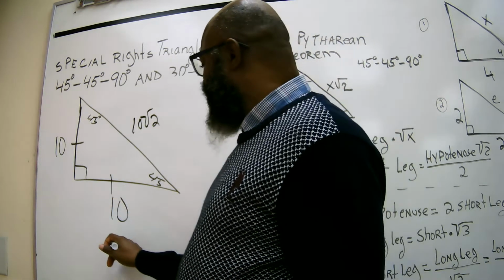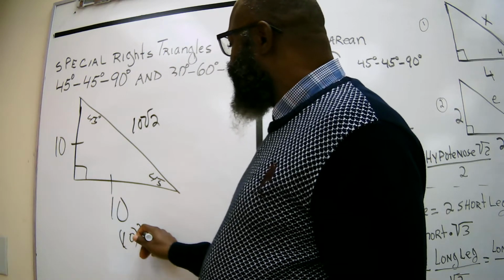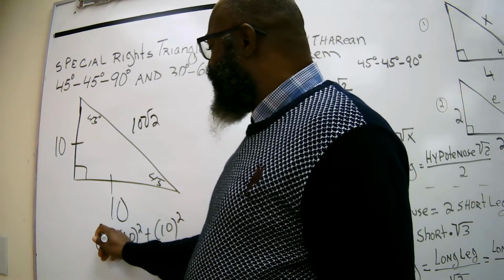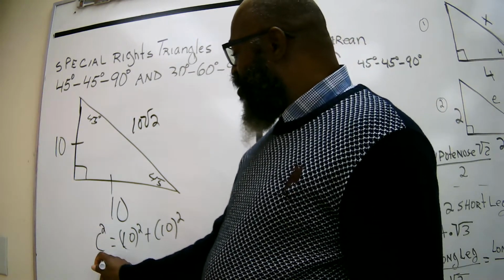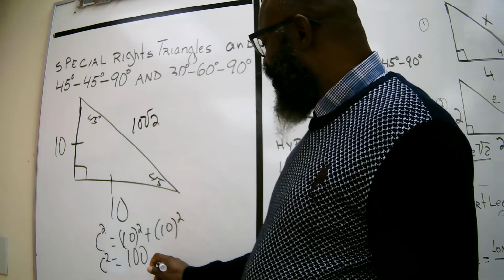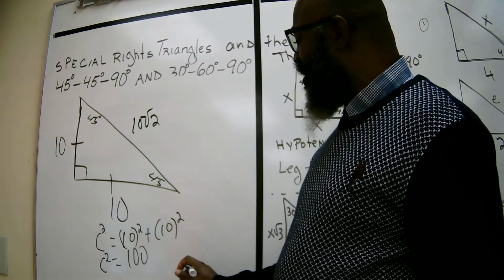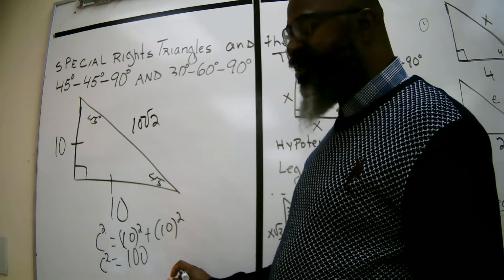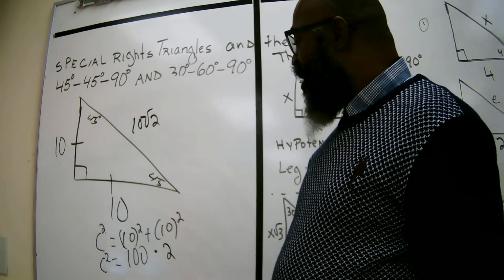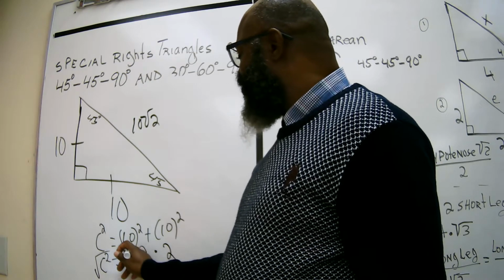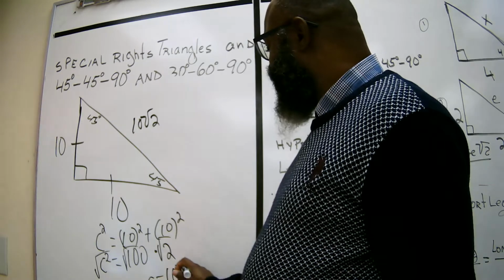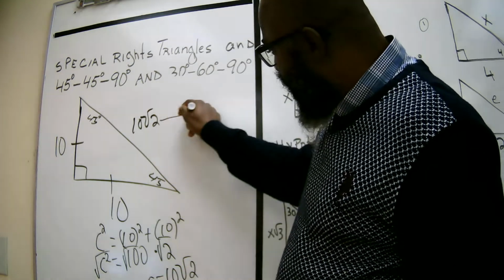You will take whatever the leg is, 10, you square it, plus 10 squared is equal to the hypotenuse squared. Then you will end up with C squared is equal to 100 plus 100. Like I told you, you don't have to add, that will give you 200. Just take the 100, multiply it by 2, that will also give you 200. Now you can take the square root of each one individually. As you can see, square root of 100 is 10. The answer will be 10 square root of 2, as we predicted earlier.